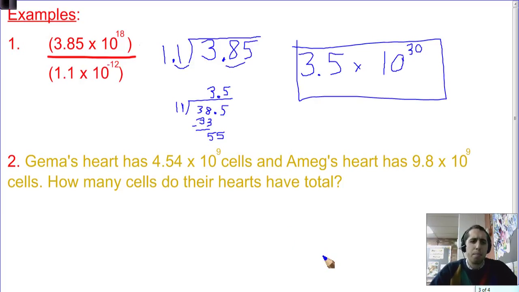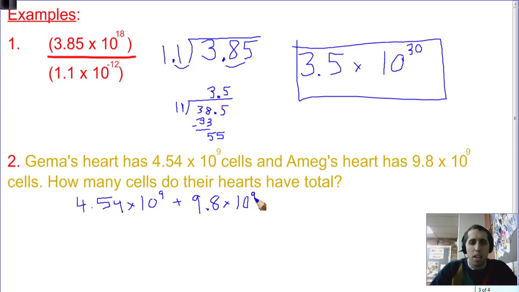Okay, let's look at another example. Gemma's heart has 4.54 times 10 to the 9th power cells, and Meg's heart has 9.8 times 10 to the 9th power cells. How many cells do their hearts have total? Well, let's check it out. So in this case, we're going to be adding 4.54 times 10 to the 9th with 9 and 8 tenths times 10 to the 9th.